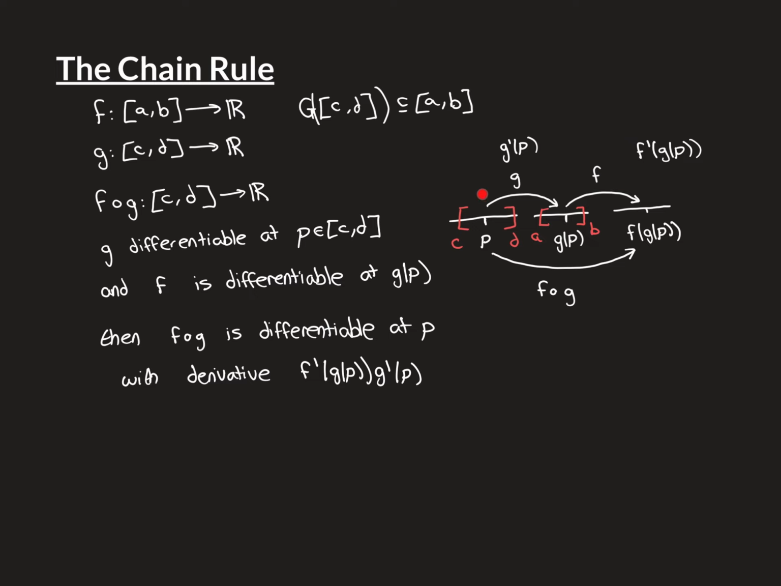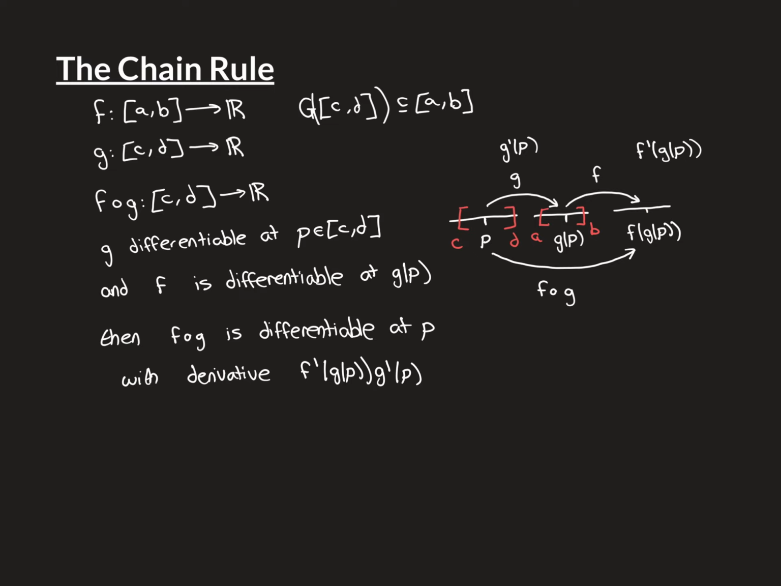So I've drawn a little picture here to help clarify this. So here is our domain of the function g, the interval CD. Here is our point p inside that domain, and then the function g maps it onto g of p, which we know has to be inside the domain of f, so it has to be somewhere inside this interval AB. And then the function f maps it onto f of g of p, here, somewhere in the real line. And therefore the overall composite function takes you from p to f of g of p here.